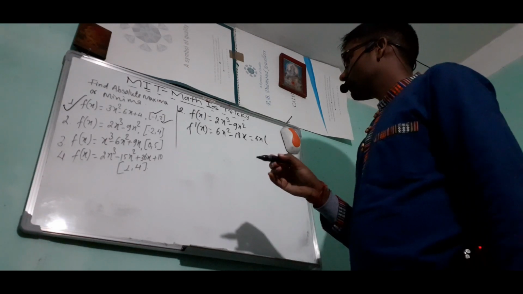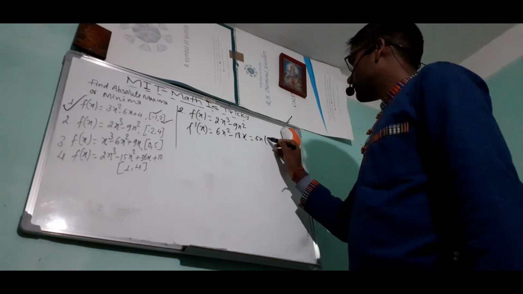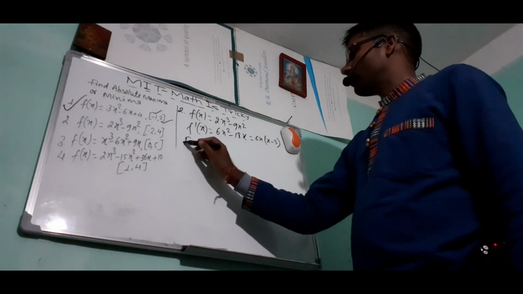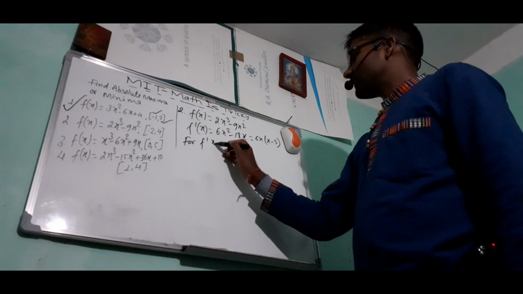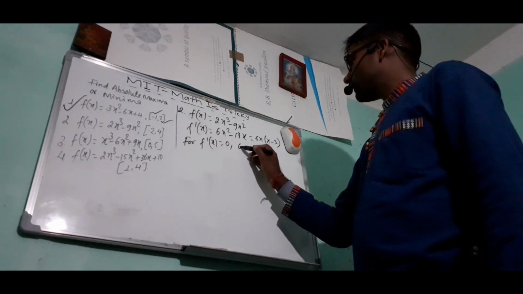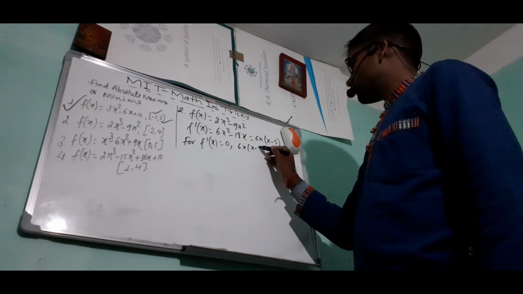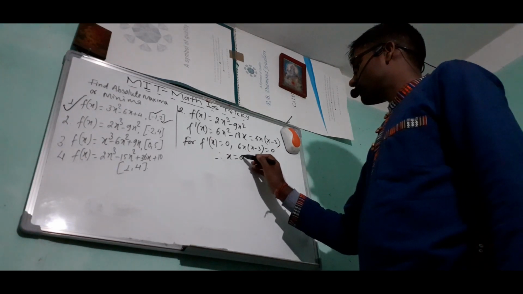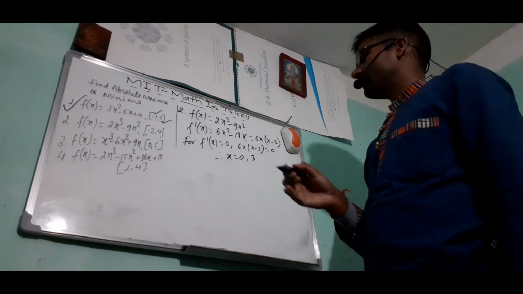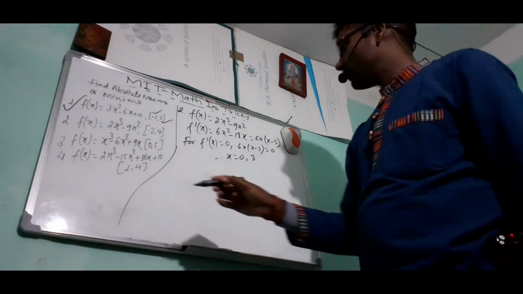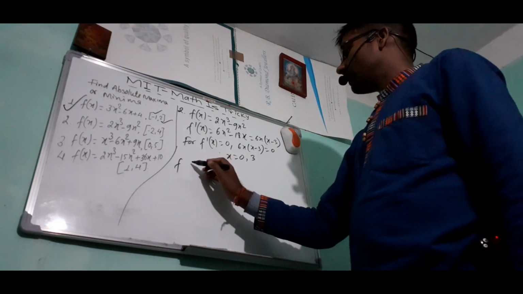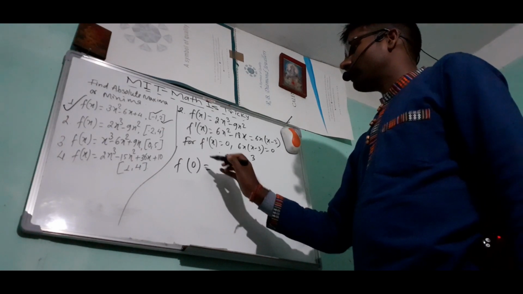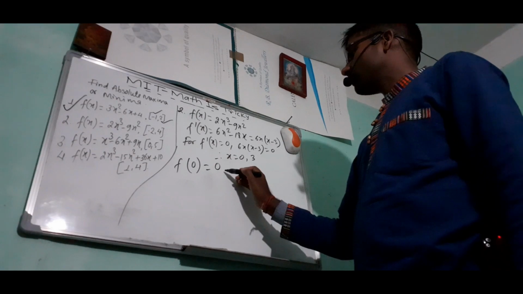So what we are getting here, 6x common is x minus 3. So for f dash x equals 0, we'll be getting here 6x times x minus 3 equals 0. Therefore we'll get here either x equals 0 or 3. Now we'll be finding the functional value. Let's find here f of 0 first. So f of 0 will be simply 0.